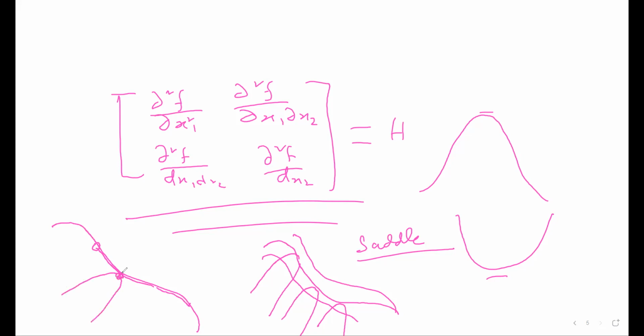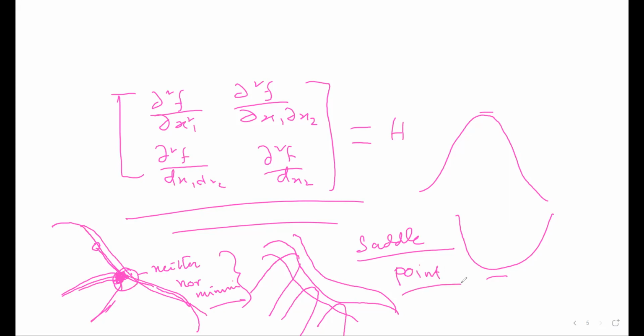If we consider this curve, then this point is a minimum. But if we consider the curve in the other way, I will show you this because I have a slide, but I have to search for it. With respect to that curve, this point is a maximum. So this point is neither a maximum nor a minimum, and that type of point is called a saddle point.